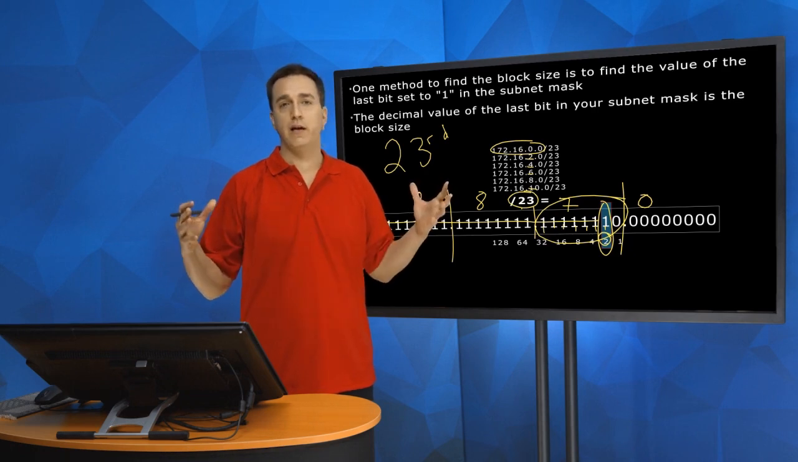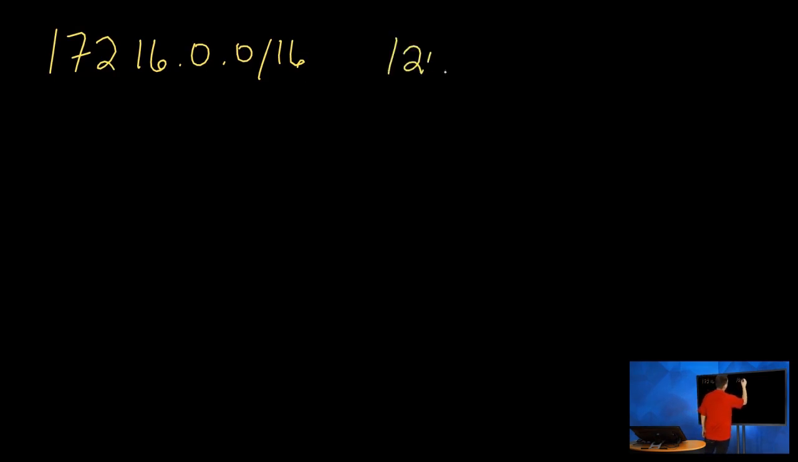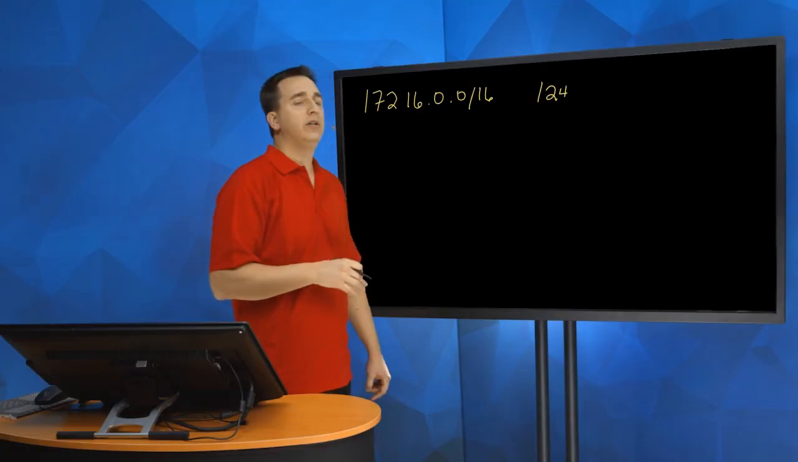So why don't we do another example together? We're going to go ahead and use the 172.16.0.0/16 network again, because we're familiar with it right now. So let's just stick with that. 172.16.0.0/16. And let's go ahead now and make it a /24 instead. So what I did is I subnetted it down to /24.